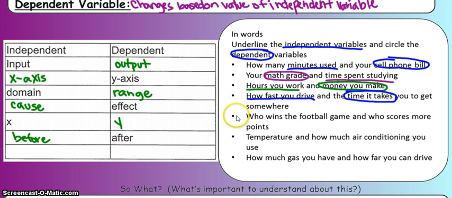Okay? Who wins the football game and who scores more points? Well, after the football game, you could say the Vikings won more, or the Vikings won, so they probably scored more points. But throughout the entire game, they'd say that the Vikings scored more points, and thus they won the football game against the Packers, because Vikings won.